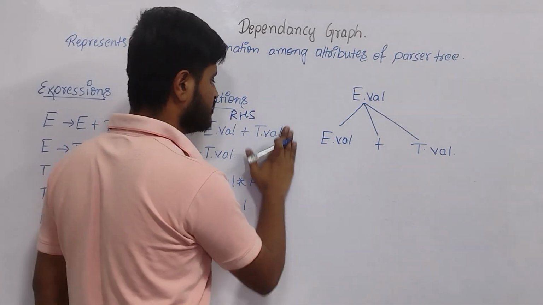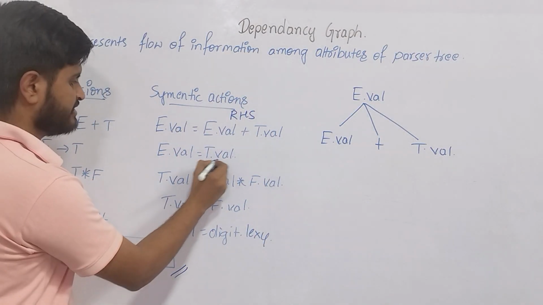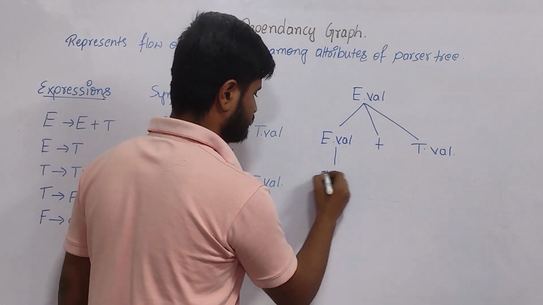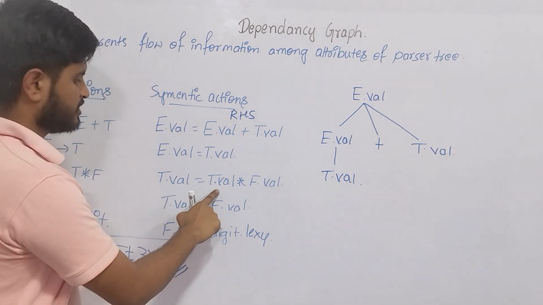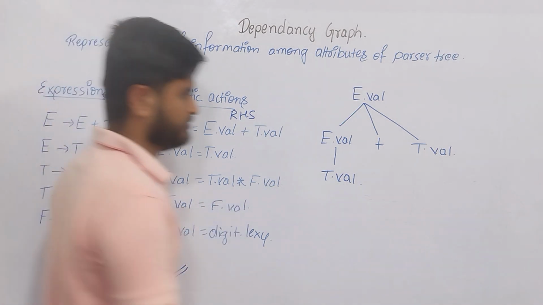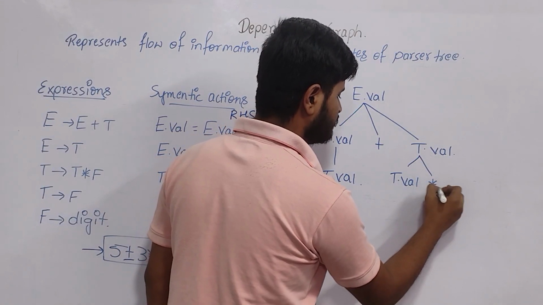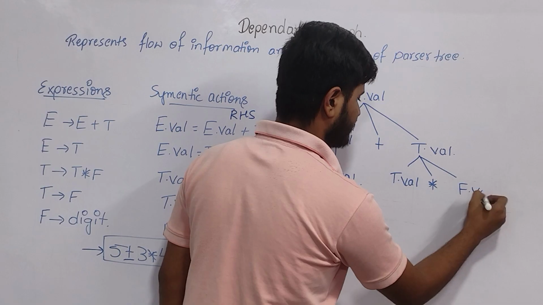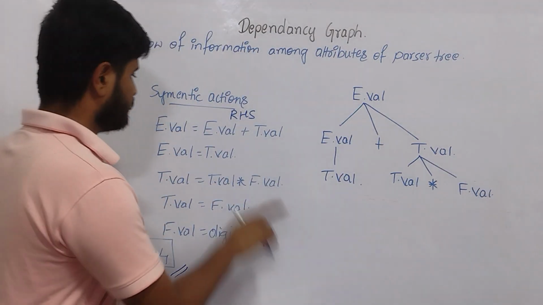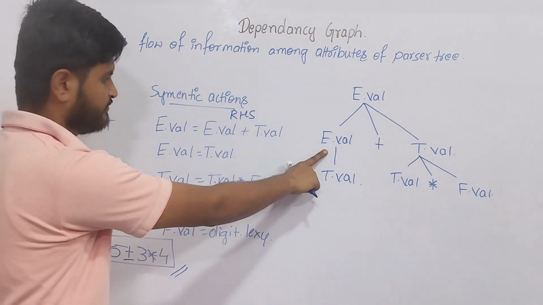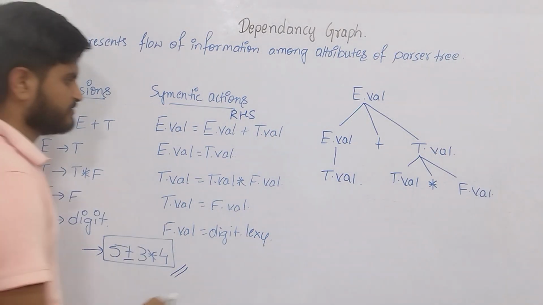Now, let's further divide. So E dot value will be equal to T dot value. Next, T dot value will be equal to T dot value into F dot value. So one by one you must go, upside to downside, left side to right side. First I wrote this equation for the left one. Next I wrote this equation for the right one. Next I will be writing the equation for the left one.